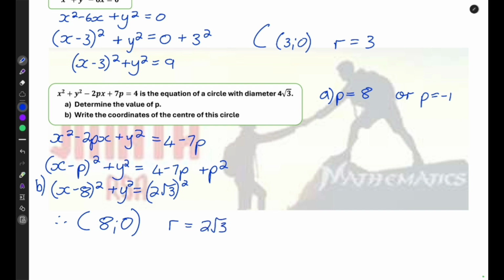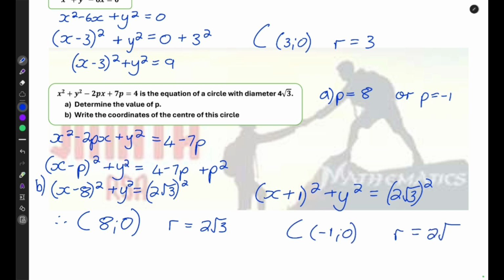But the p-value is also equal to minus 1, and therefore the equation might as well have been x plus 1 squared plus y squared is equal to 2 root 3 squared, and in this case, the center would be minus 1 and 0, and the radius would equal 2 root 3. So watch out. If you get two separate answers for your variables, then there are two possible circles.